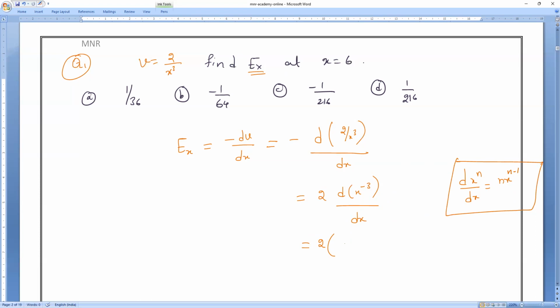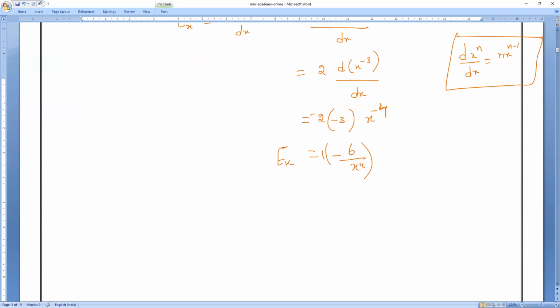Yeah, brothers. Differentiation of x power minus 3, tell me what is the answer? Minus 3 into x power minus 4. So Ex is equal to minus 6 by x power 4, but of course, here again minus is there. So minus of minus 6 divided by x power 4. Minus into minus is plus, so it equals 6 divided by x power 4.